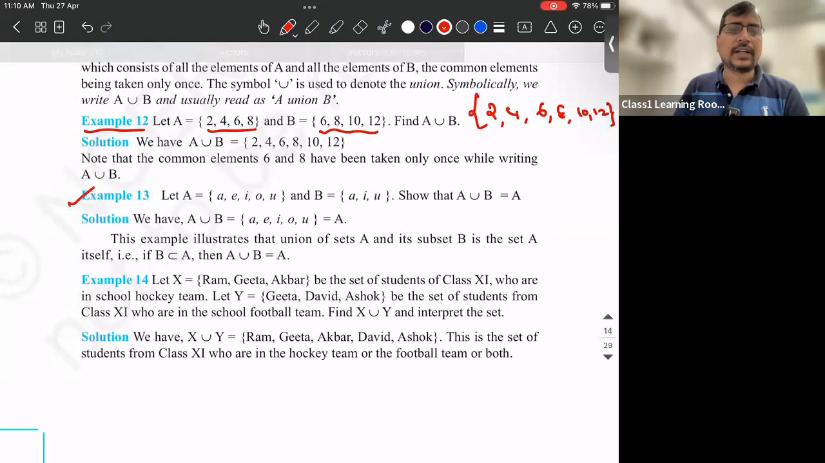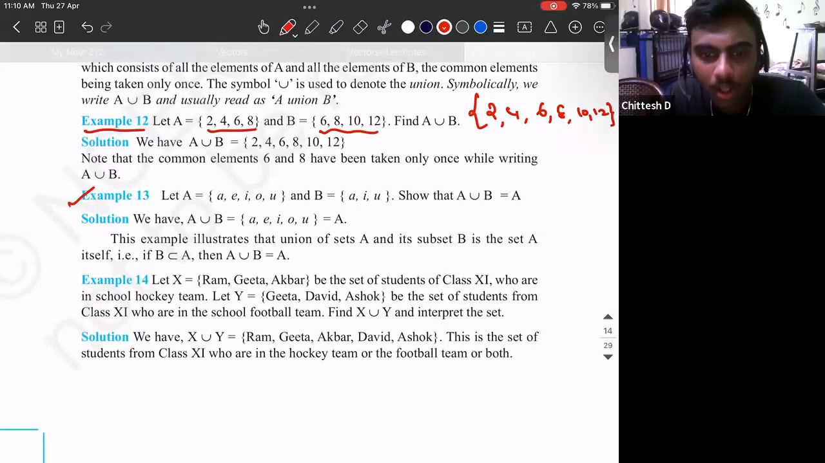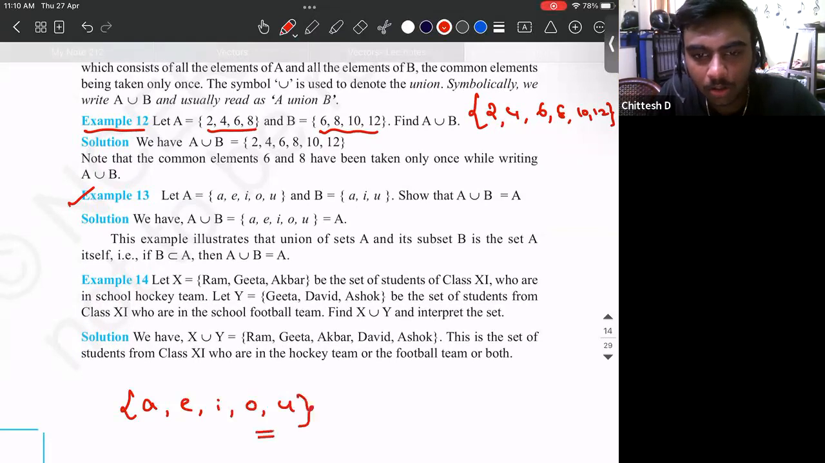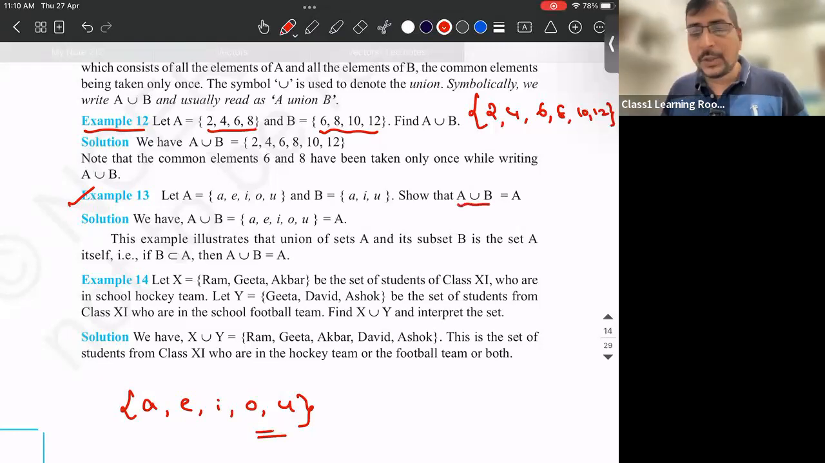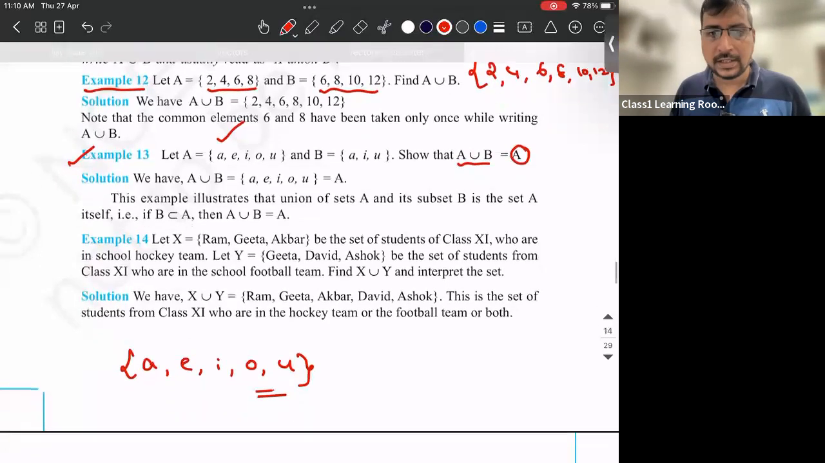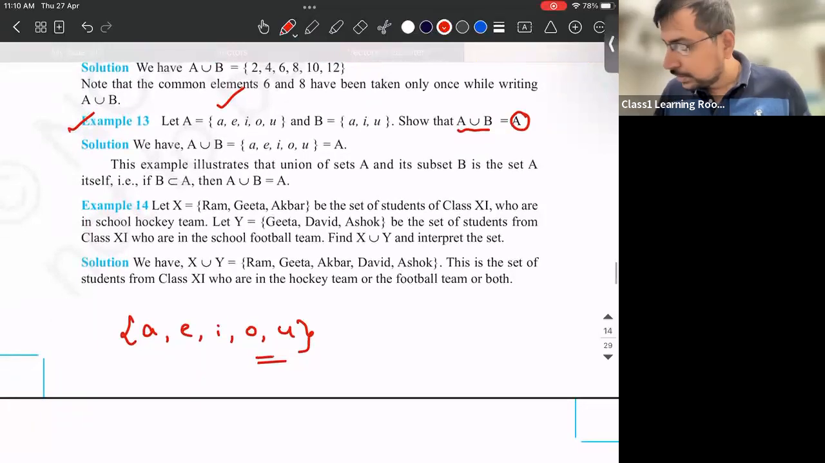Now, example number 13. Chitesh, can you try telling this? I have a set A which is AEIOU, B is equal to AIU. Can you tell me what is A union B? We have to write AEIOU first, and since it's all repeated in the first one, we can just write the first one. That's right. A union B is coming out to be AEIOU, which is nothing but the set A itself. That's what they have asked. It is very simple again. Next.